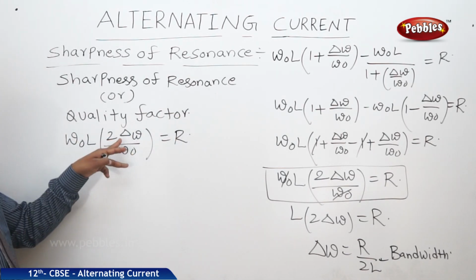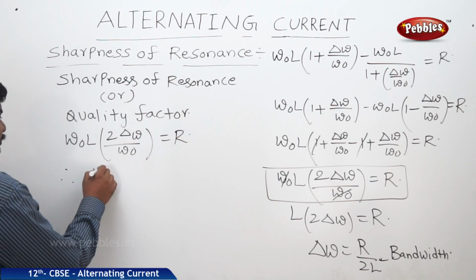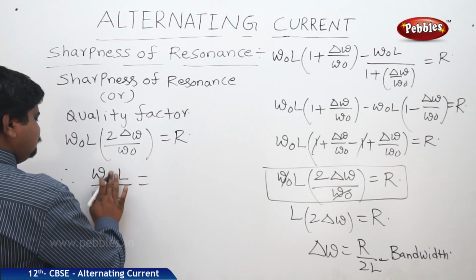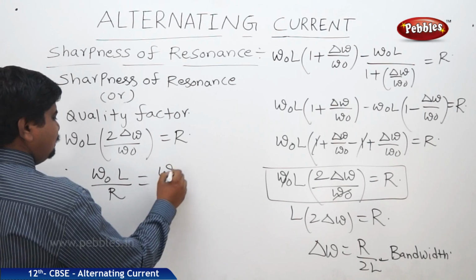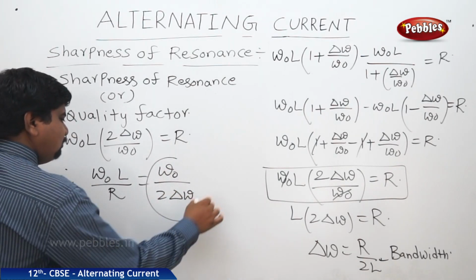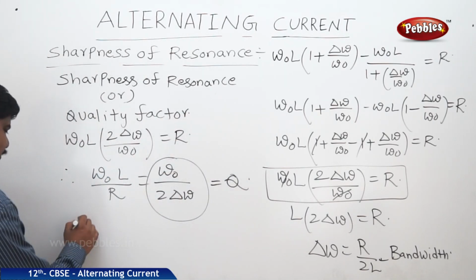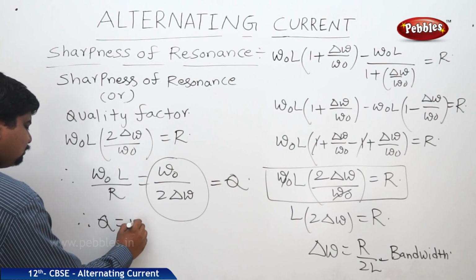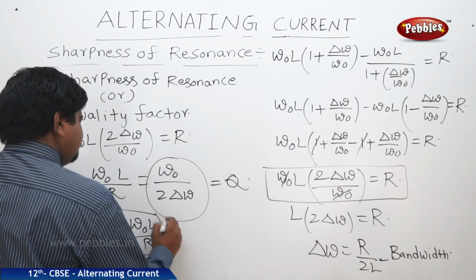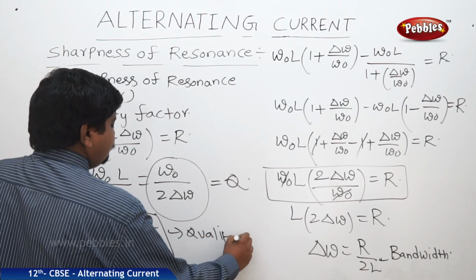And I am bringing this 2 delta omega by omega naught to the right hand side. Therefore omega naught L by R is equal to omega naught by 2 delta omega. This omega naught by 2 delta omega is called Q. Therefore Q is equal to omega naught L by R. What is Q? Quality factor.